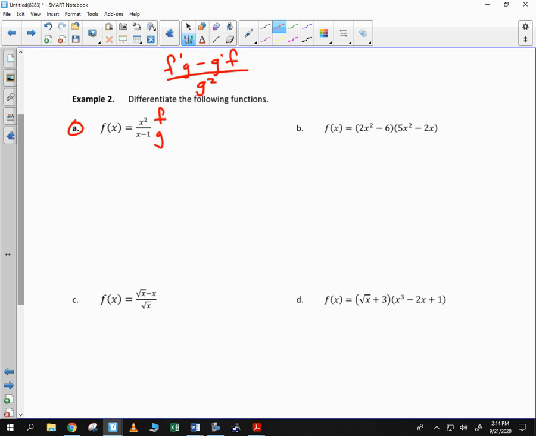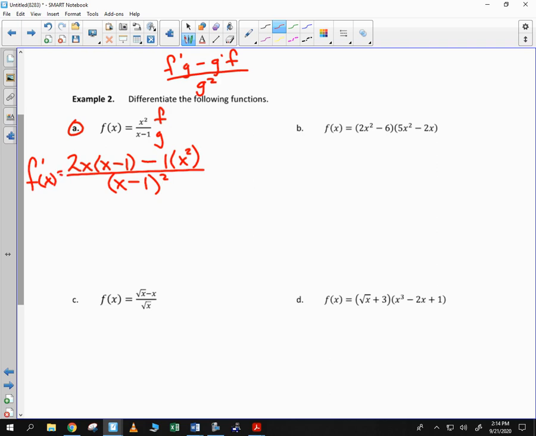And so f prime is 2x times g, which is x minus 1. And that's minus. Then we take the derivative of the bottom, which is 1, times the top, x squared. All divided by x minus 1, the bottom, squared. So that's our new derivative.